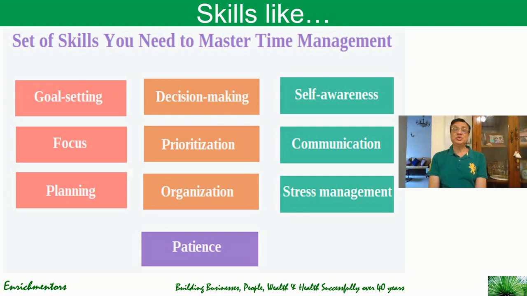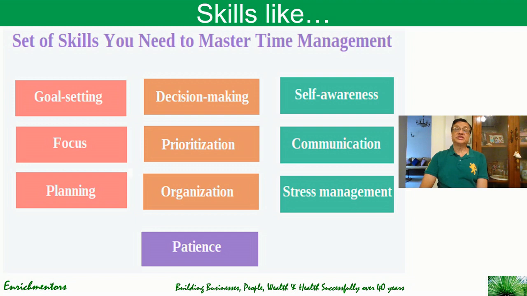Then self-awareness. How much aware are you? That skill again improves your time management. How do you stay focused? Like not doing too many things at the same time. Stay focused on one or a few things. Planning, doing, when to do what. Prioritization is an important skill. Do you prioritize? How do you organize work around? How do you communicate well? How do you manage your stress? So these are the skills that you need to master, along with patience, to start mastering time management.